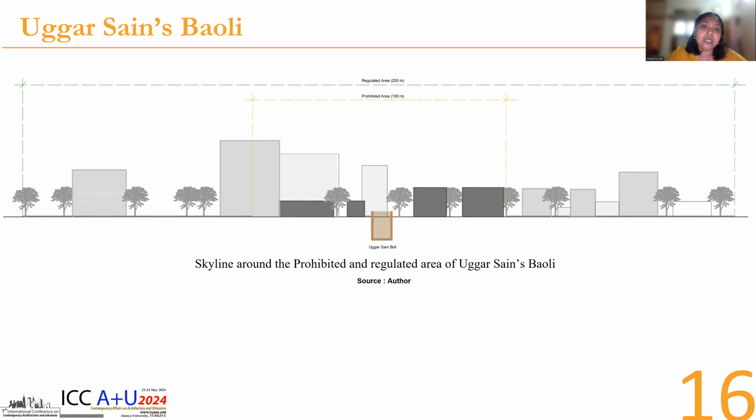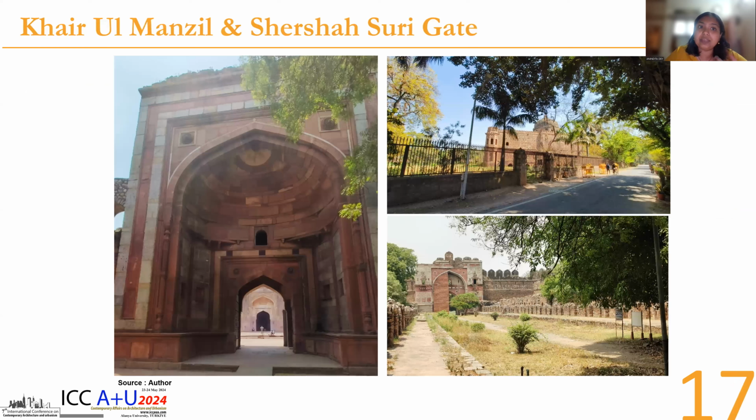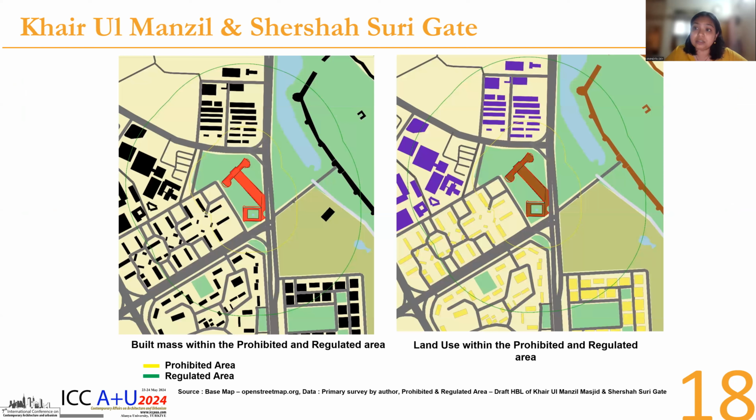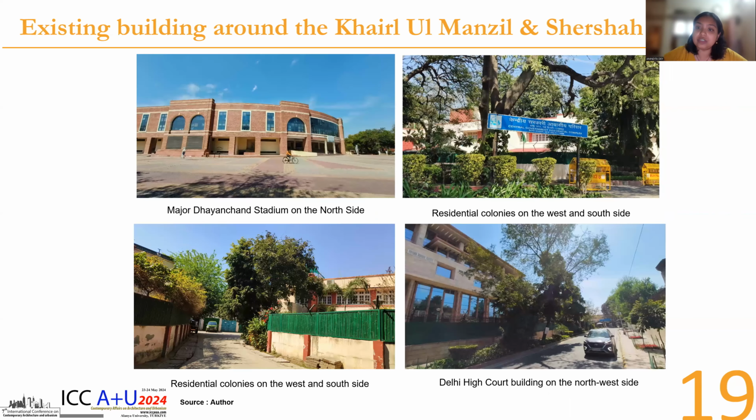It has gone up. So next, we have Khairul Manzil and Shershah Gate, which is another different context of the monument with a large gate. And here again in the land use, we can see that there is another monument. The third case study will be Purana Qila, which is already there in the regulated area, because both the monuments are divided by a single road, the Mathura road. And then there is the stadium and residential in its vicinity.